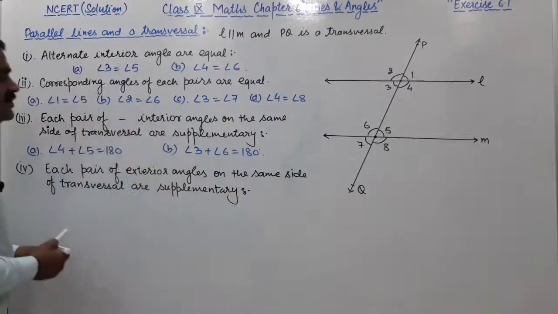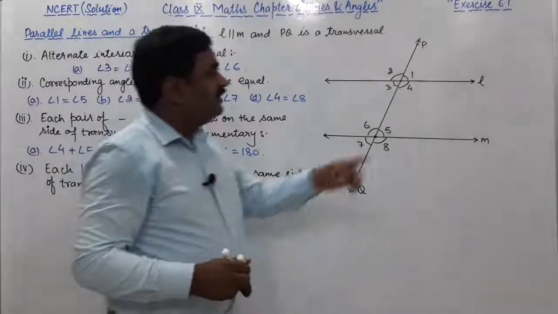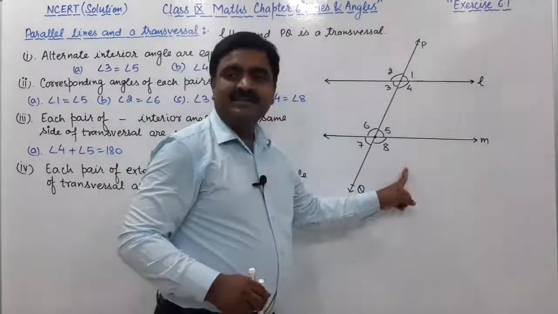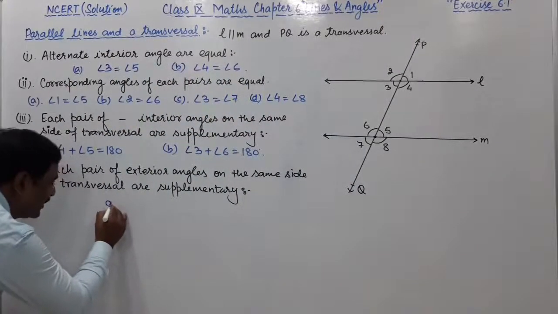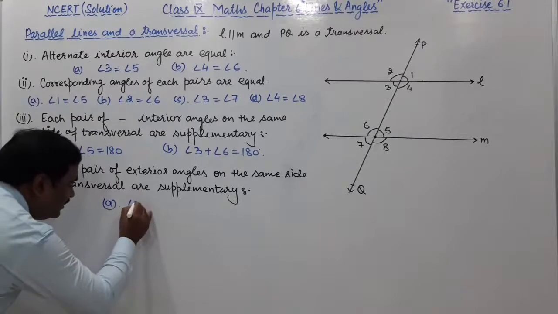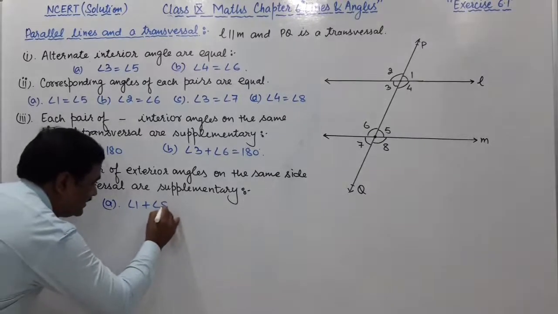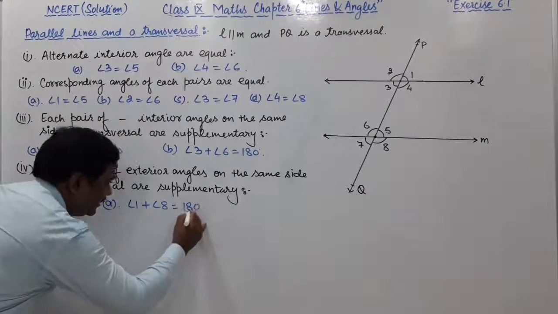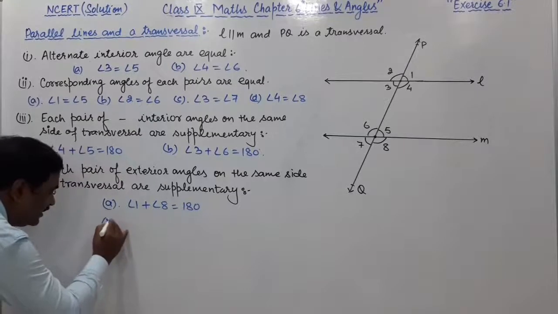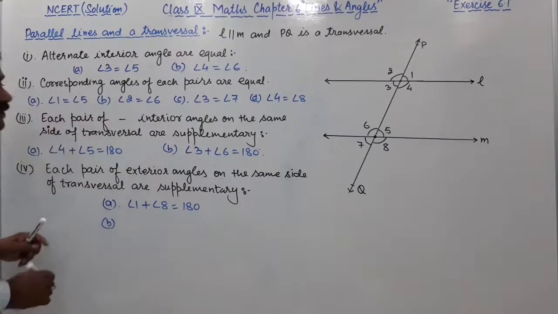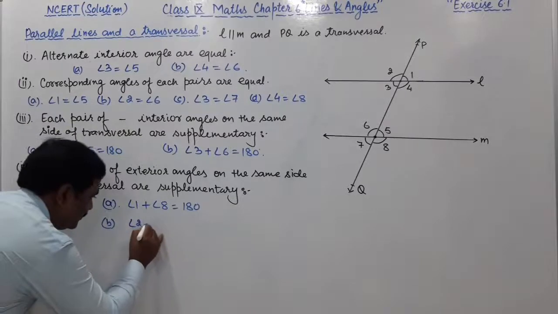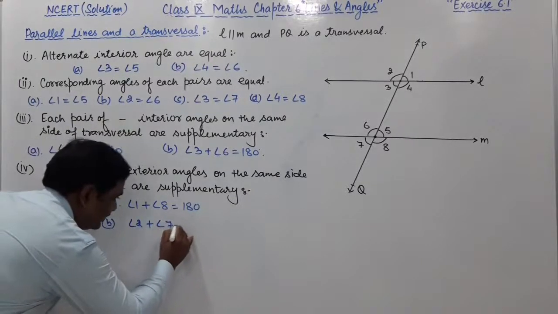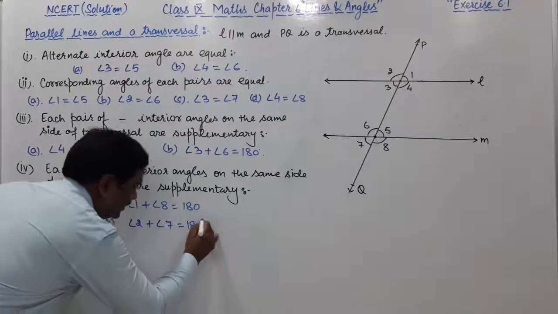Right? It means angle 1 plus angle 8 is equal to 180 degrees. First pair: angle 1 plus angle 8 is equal to 180 degrees. Second, angle 2 plus angle 7. Angle 2 plus angle 7 is also equal to 180 degrees.